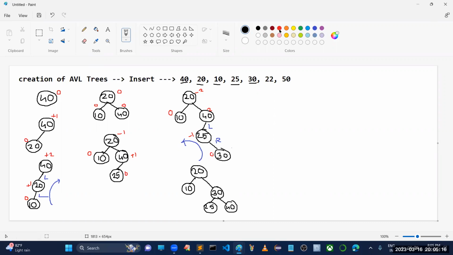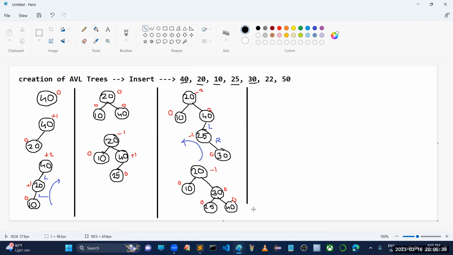So now try to calculate balance factor. 0, 0, 0, sir, 0, 1 minus 2. Sir, what about the result? -1. Sir, it is balanced, right? Yes, up to this there is no problem, sir, everything is balanced. Can you please confirm up to this stage, is it clear for you people? Please confirm, everyone.